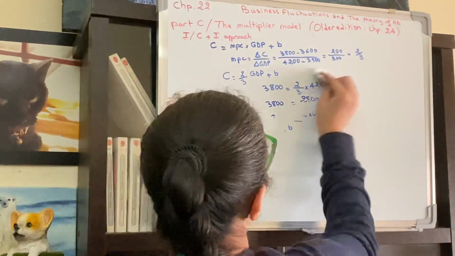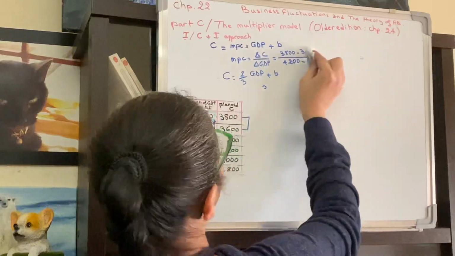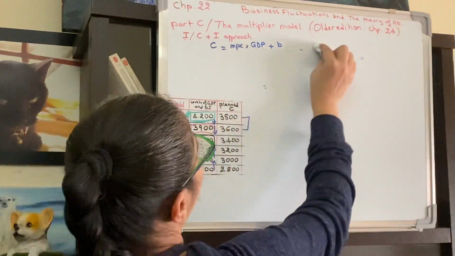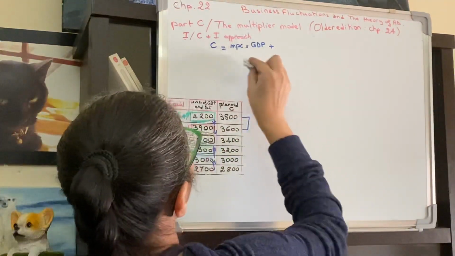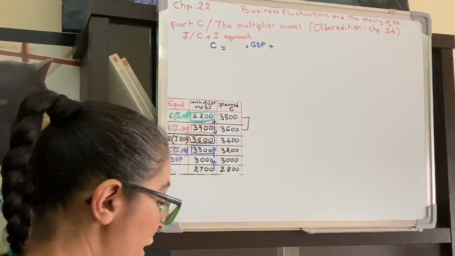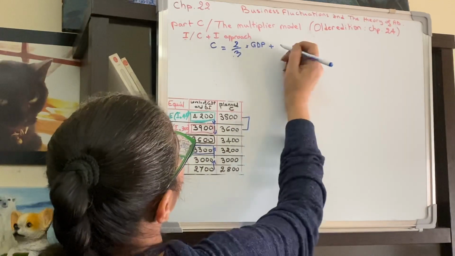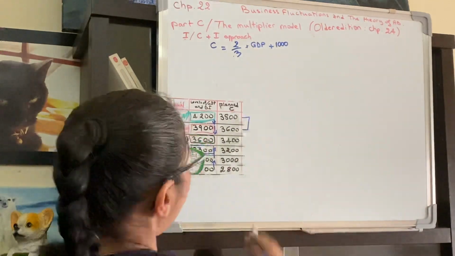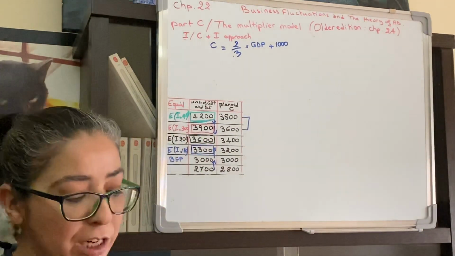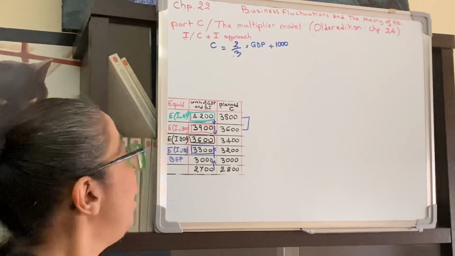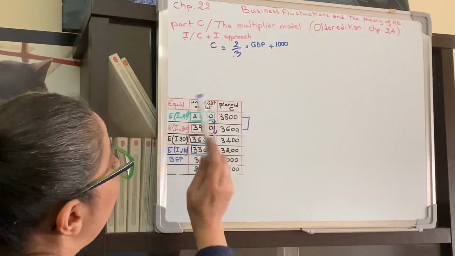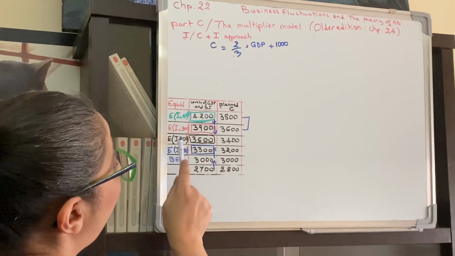So 1,002 over 3. So my C function is here. 2 over 3 and 1,000. Now, I'm going to try to find the equilibrium when investment is equal to 200.